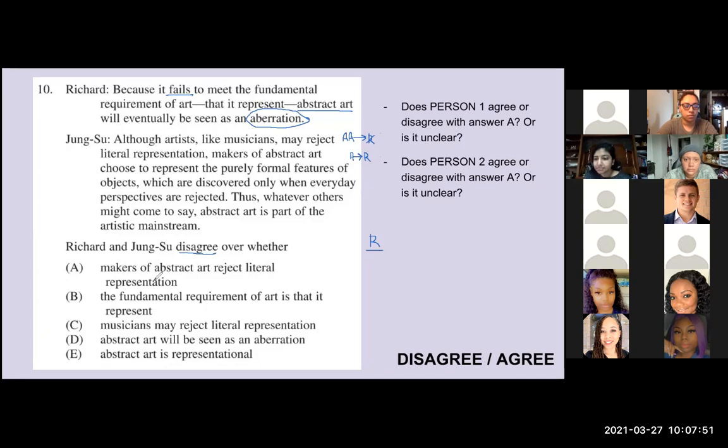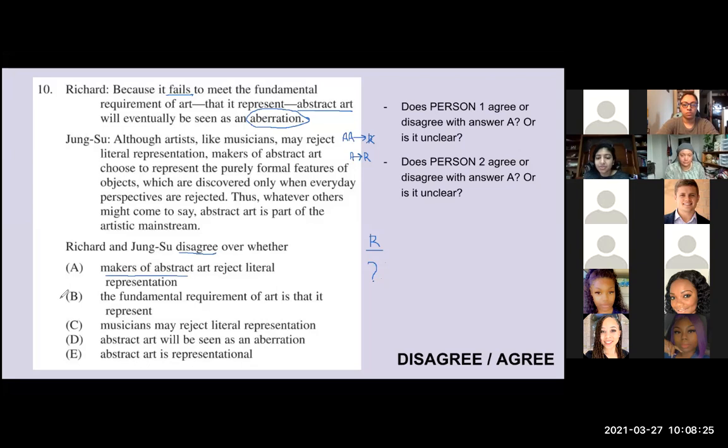And then so do we know what Richard thinks about the makers of abstract art? No. So I don't know if Richard would agree or disagree with that, right? Because Richard talks about the art itself. And he thinks that the art itself doesn't do a good job of representation, but maybe the makers do reject, maybe they don't reject representation, we don't know.